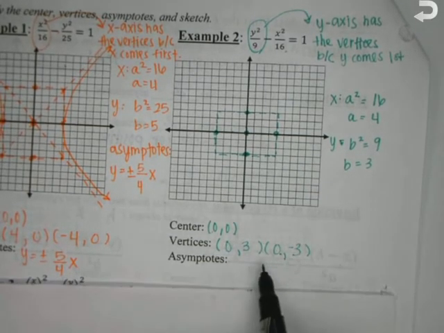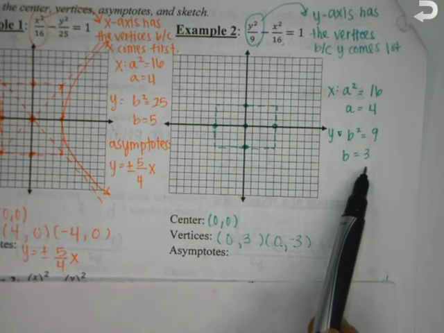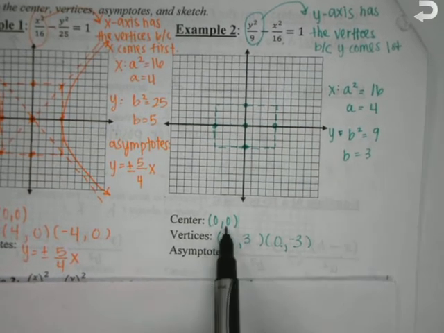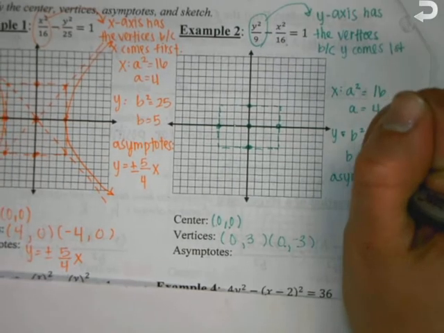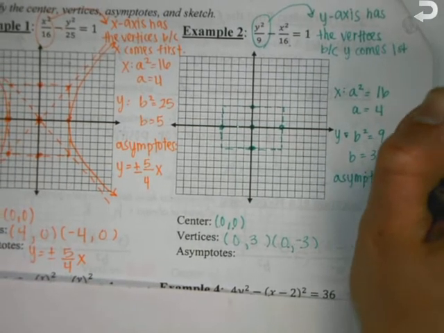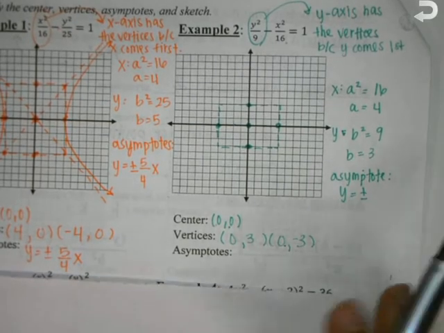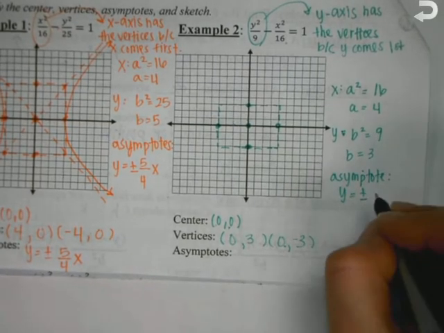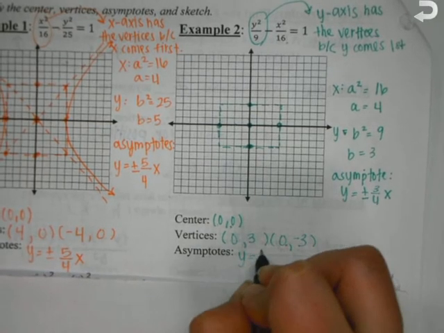Okay, asymptote is y equals plus or minus B over A times x. So that's going to be 3 over 4 x. So y equals plus or minus 3/4 x. Those are two lines going through the corners of that box. So let's draw them.